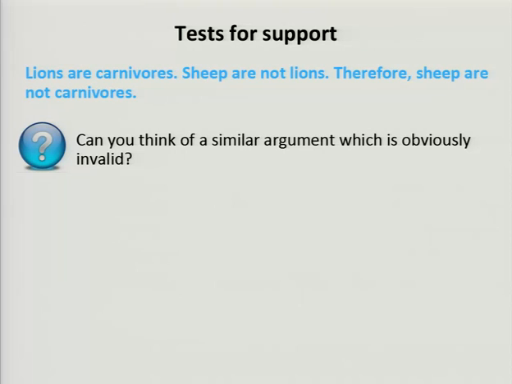So let's just look at one example of the third way of assessing whether we have support or whether an argument is valid. Lions are carnivores. Sheep are not lions. Therefore, sheep are not carnivores. Can you think of any way of constructing a really similar argument that is obviously not valid? If you can, then this first one is fishy as well. So just think about replacing one of the words. Turning the knobs on this one is going to be very simple. So any intuitions? Yeah.